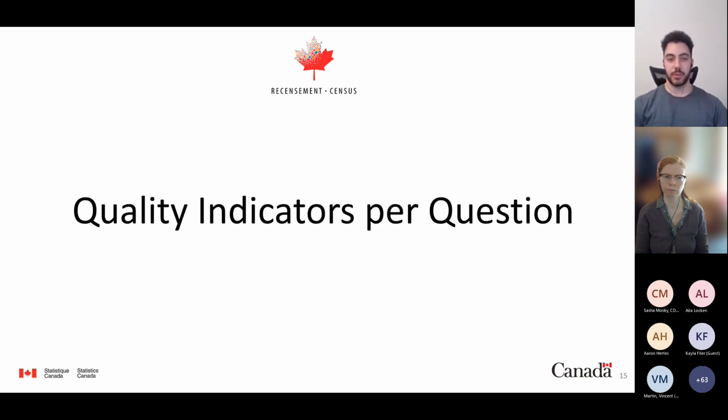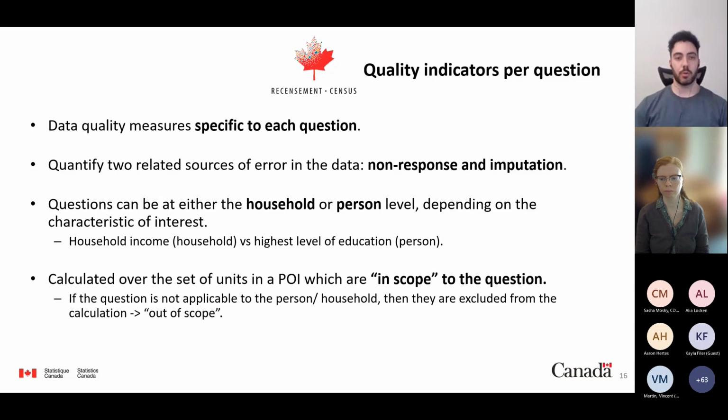Okay, so now I would like to talk about the quality indicators per question. These are data quality measures which are specific to each question on the questionnaire, and they quantify two related sources of error, that being non-response and imputation. Questions can be either at the household level or the person level, depending upon the characteristic that the question is trying to measure. For example, questions asking about household income would be at the household level, and questions asking about a person's highest level of education would be at the person level.